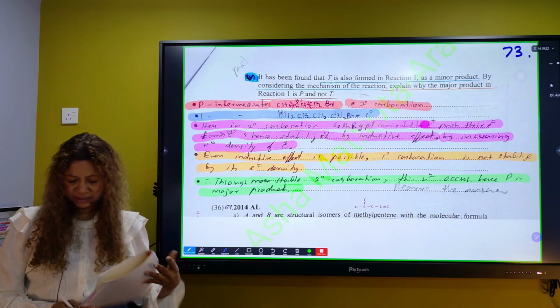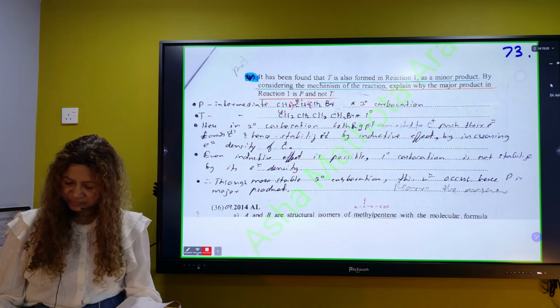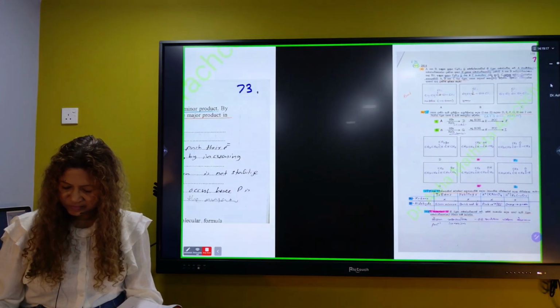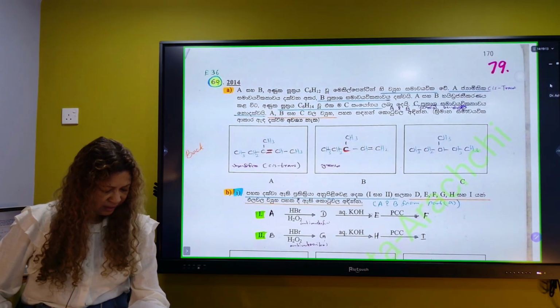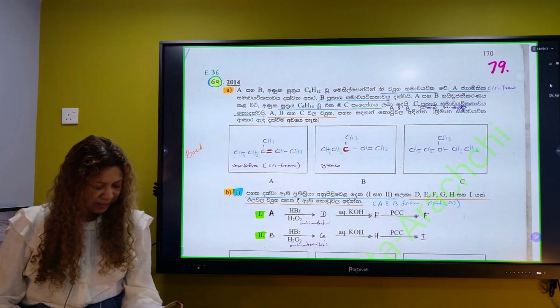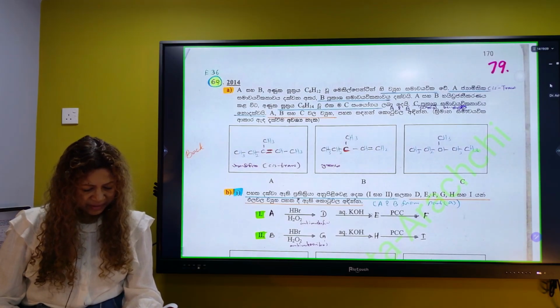Moving to 69. A and B are structural isomers of methyl pentene.